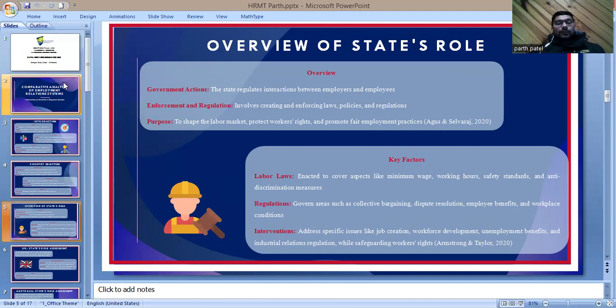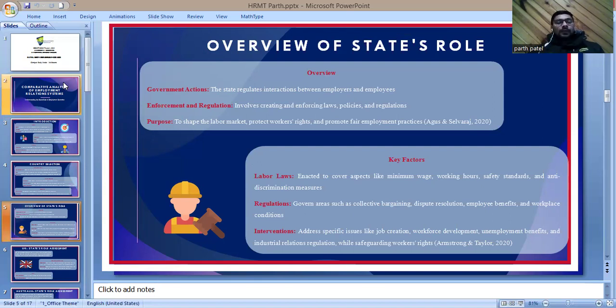Overview of the state role. The state's part in employment relations has defining aspects such as government efforts to shape as well as control the relations of the employer and employees. The range has been established, such as formulating and implementing law, policy, and regulation, and they also shape the labor market, protect worker rights, and promote fair employment practice.